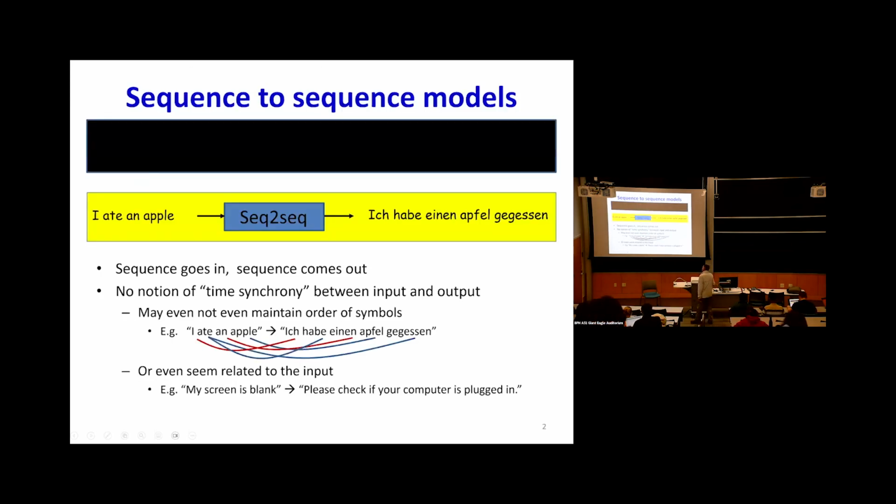Now, here's the problem we were talking about in the last class. We want to convert one sequence to another, where there may not be any expectation of a correspondence between the input and the output. You may not have symbol-level correspondence. In fact, the output may look nothing like what goes in, for example, in a dialog system.